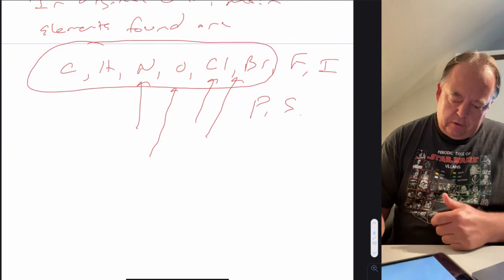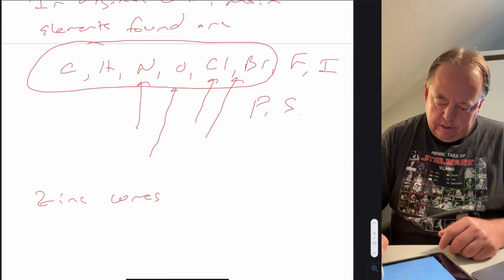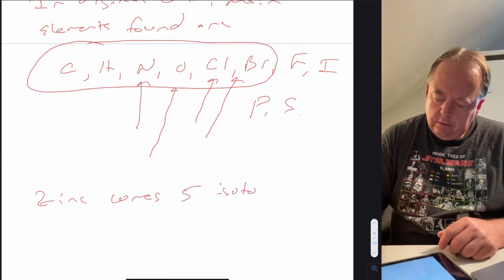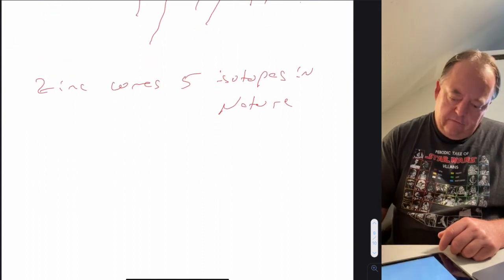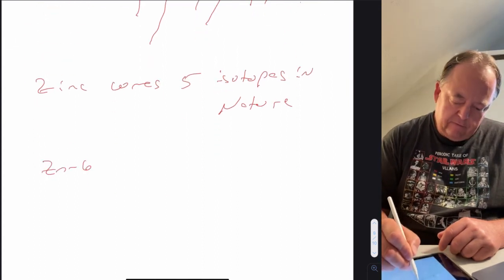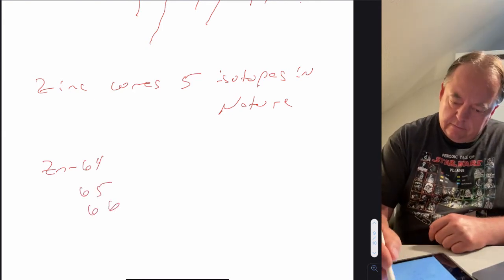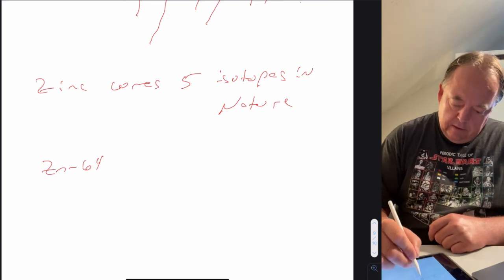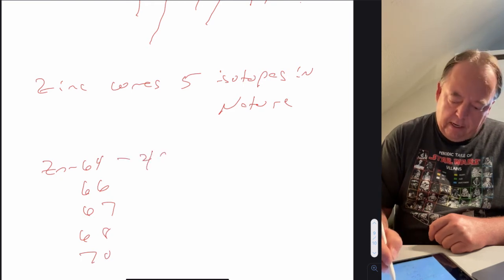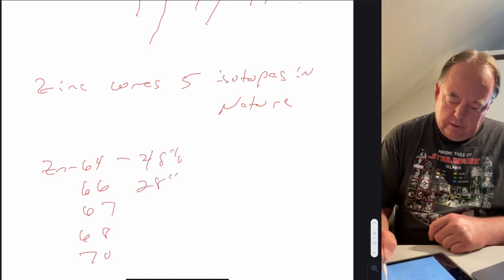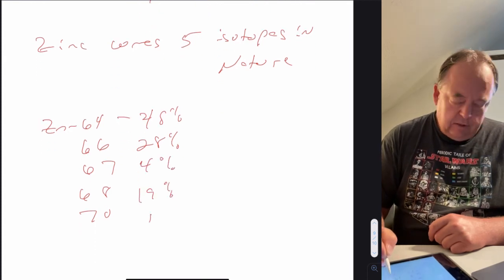So for example, if we looked at other elements, something like zinc, zinc comes as 5 isotopes in nature. So you have zinc 64, 66, 67, 68, and 70. This is 48% in nature, 28% in nature, 4% in nature, 19% in nature, and 1% in nature.